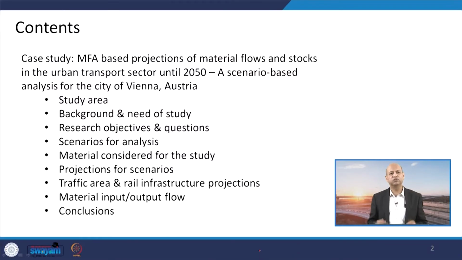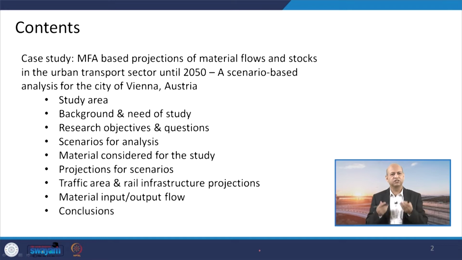So, the implementation of MFA, or application of the MFA tool or technique, to look at the infrastructure related to the transportation system, we have a case study which is based in Vienna. Basically this case study is MFA based projections of material flows and stocks in the urban transport sector from 2016 to 2050, and this is a scenario based analysis for the city of Vienna, which is in Austria.